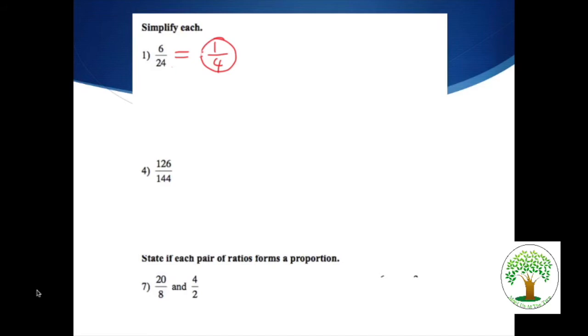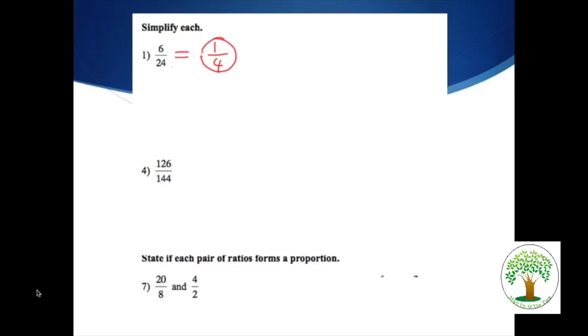Let's look at number 4. These are larger numbers. You might have to reduce a couple times. I don't know what goes in 126 except for 2, maybe 3. How do you know? Did you guys remember the rules for 3s? Deciding if 3 goes into something? No. It's really cool, and it's something that would be really nice for you to go fast, okay?